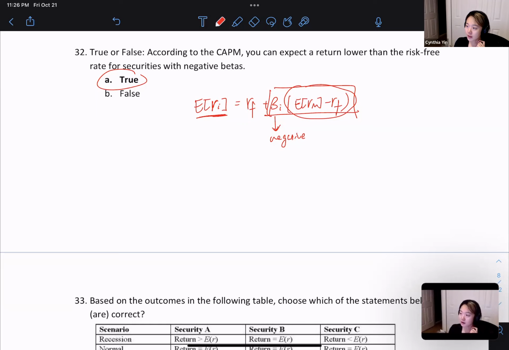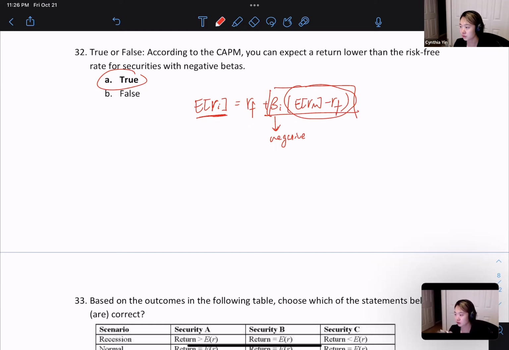Negative beta securities are very popular because by holding a negative beta security, you can decrease your portfolio beta a lot, because it's negative. However, in the real world, it's very rare to see a security with negative beta. Usually those securities with negative beta are called hedges or insurance.